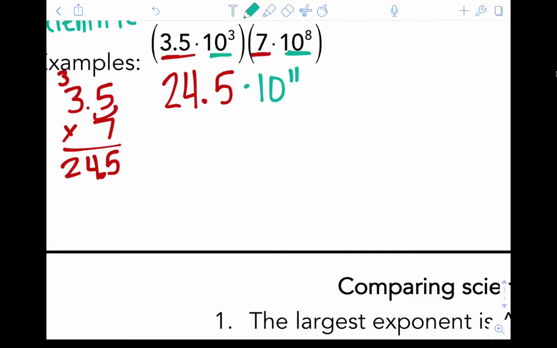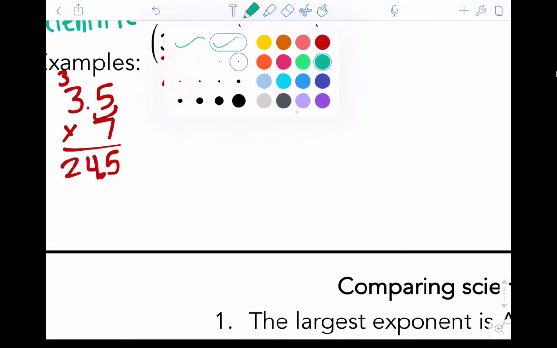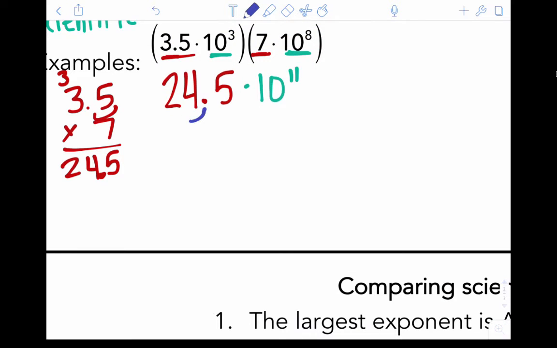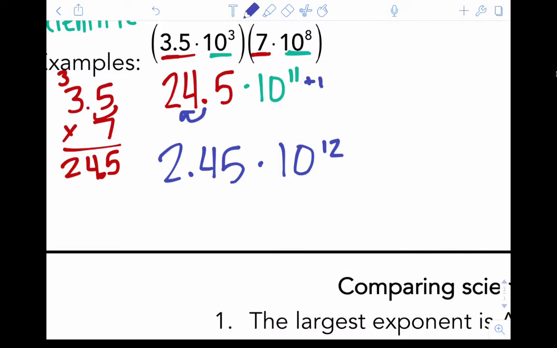This is not in correct scientific notation. I need to move my decimal over so that it's between the 2 and the 4. So I have 2.45 times 10. I moved it to the left, which means I add. I moved it once, so I'm going to add 1. So this is 10 to the 12th. And that is my answer.